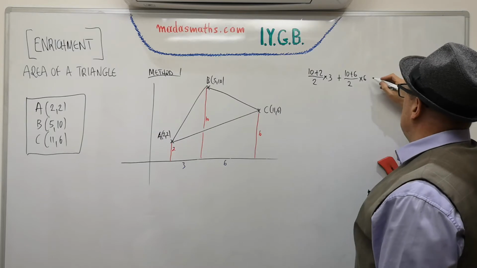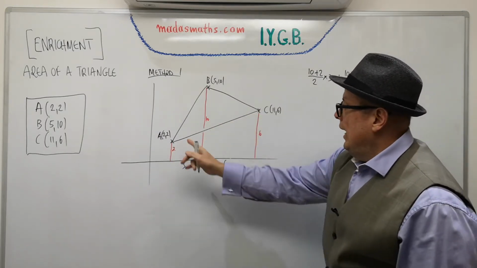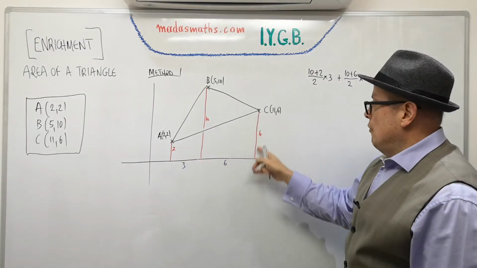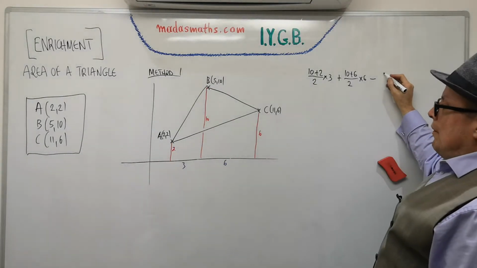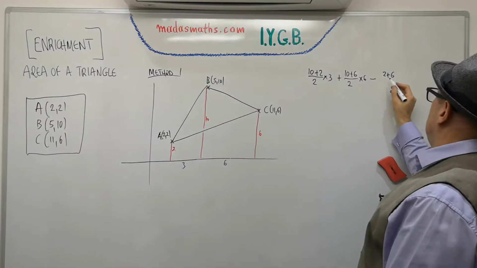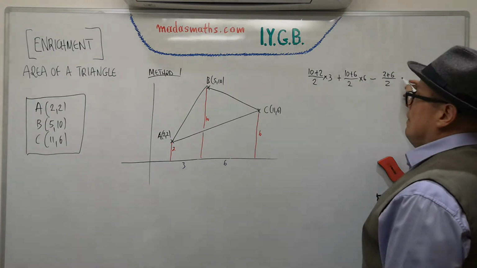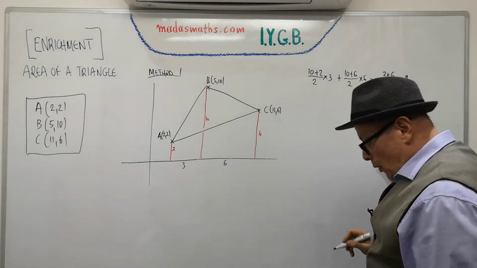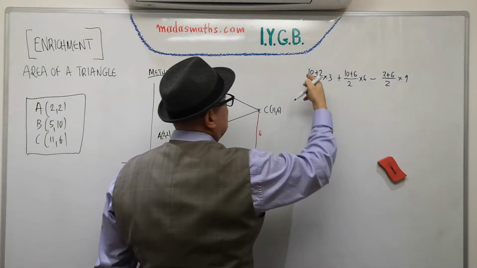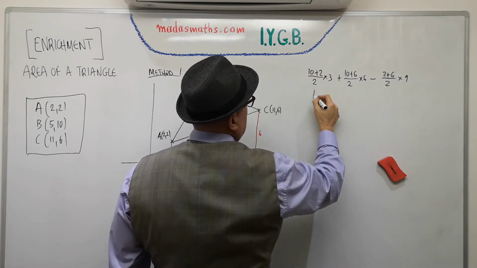And from that, I will need to subtract now the area of this trapezium. And these are the parallel sides for this. So the average of those two parallel sides is 2 plus 6, take the average, divide by 2, and then multiply by the height, which of course in this case is a 9. All that is left to do is a calculation. 12 divided by 2 is 6 times 3 is 18.